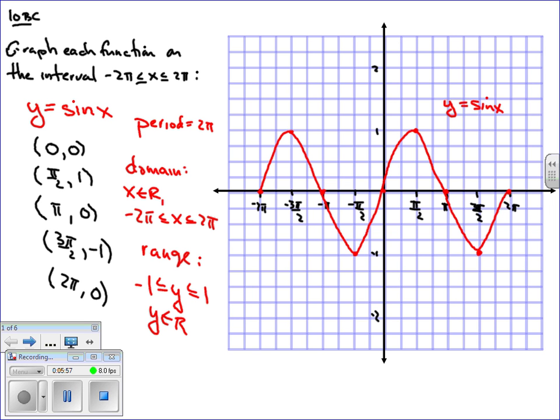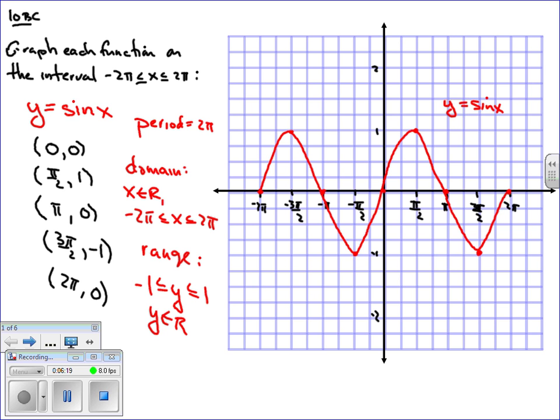So to produce the sine curve, really what you want to remember is these 5 points right here. You would quickly graph those 5 points and connect them up. On Monday, we're just going to be putting those points through transformations. So it's very important that you understand these points. Any questions on the sine curve?